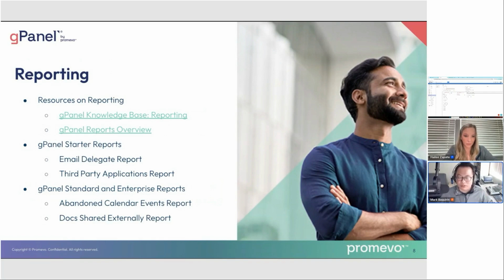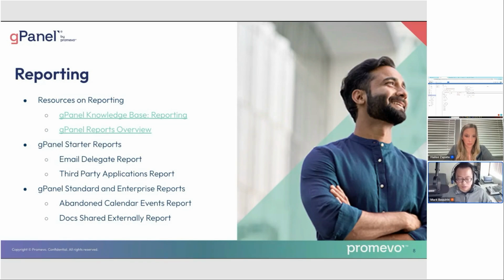Today, we're going to be going over two reports which are located in gPanel Starter. They're going to be the email delegate report and the third-party applications report. And then we're also going to go over two reports that are located in the report section of gPanel Standard and Enterprise. That's going to be the abandoned calendar events report and the docs shared externally report.